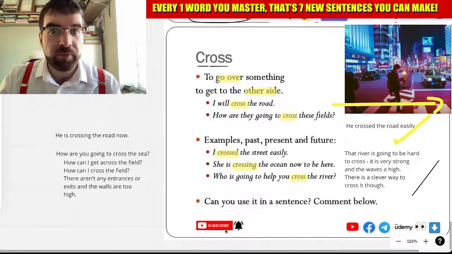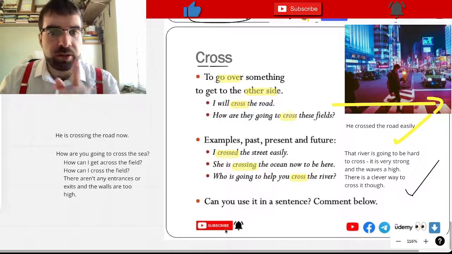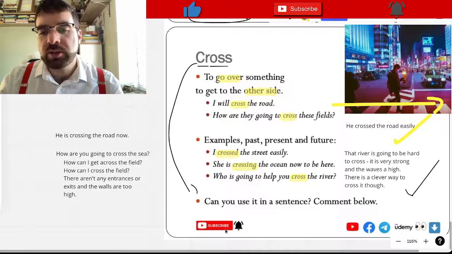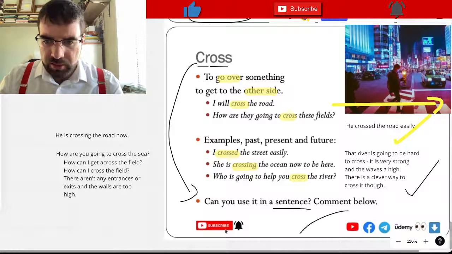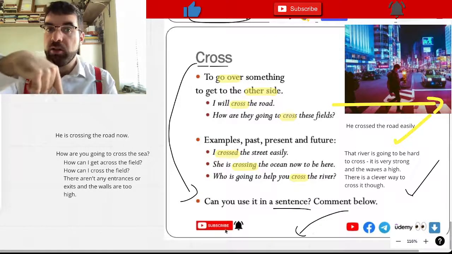So, cross. How cool is that, language explorers? Can you use cross in a sentence? Can you write it in the comments below?